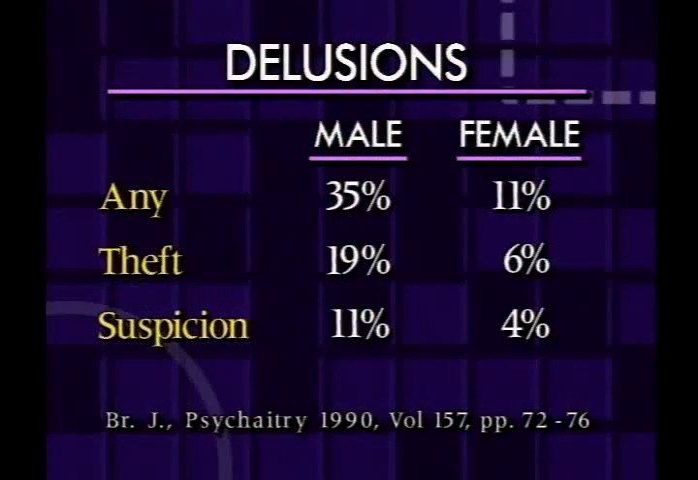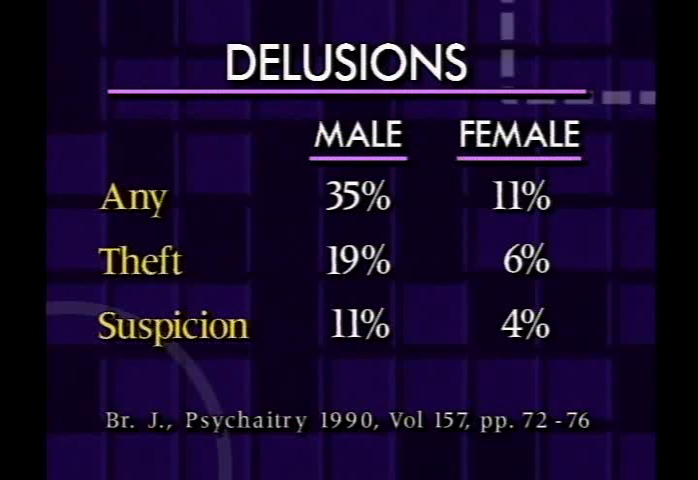And by the way, it doesn't make any difference what type of dementia it is, whether it be vascular, alcohol, or Alzheimer's disease. Likewise, delusions, which are fixed false beliefs with no basis in fact, are quite common in patients with dementia. 35% of males and 11% of females in this particular study had any type of delusion, with a false belief of theft and suspiciousness being the more common presenting symptom.